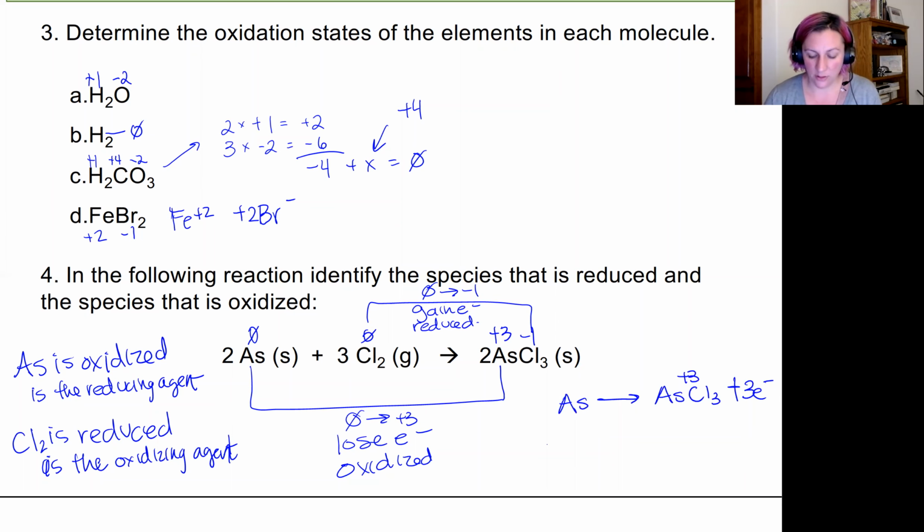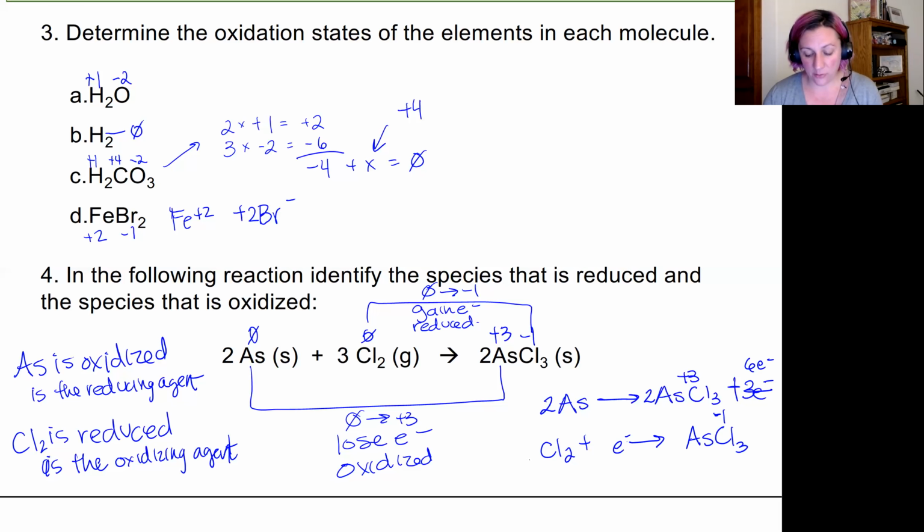And now for my chlorine gas, I'm going to add to that. It's going to go to arsenic Cl3, which is -1. And so I'm going to need to add electrons to that. So there's 2 of these and 2 of these, sorry. So if we wanted to balance out our electrons, we would make sure that we used, instead of 3 electrons, 6 electrons with the arsenic, since we have 2 arsenics going to 2 arsenic chlorides.